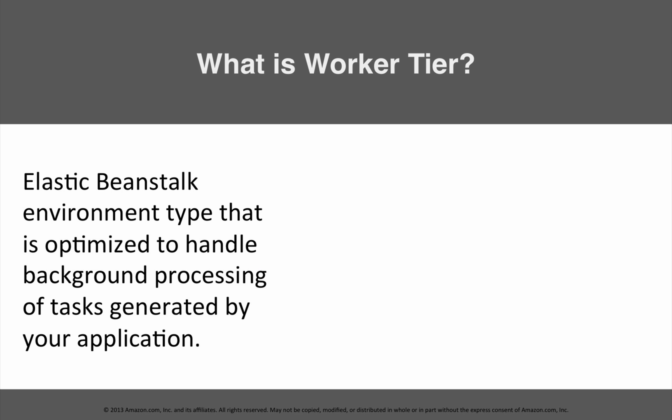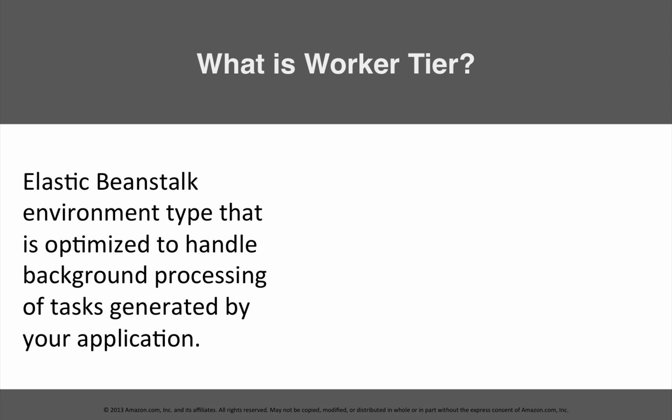Worker tier is an Elastic Beanstalk environment type that is optimized to handle background processing of tasks generated by your applications. Examples of some tasks you might want performed in the background could include sending email, generating reports, or resizing images. By offloading background tasks to a worker environment tier, you free up the web application in your web server environment to handle web requests.